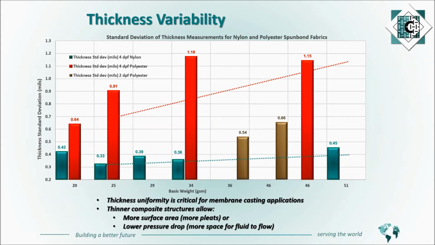And as Jim pointed out earlier, our product is thinner, which allows for a thinner composite profile. You can either put more pleats into the same area with the same open space for fluid to flow, which increases your surface area, or if you want to keep the number of pleats and surface area the same, you've got more room for fluid to flow around the pleats. Both of those typically lead to lower pressure drop, and in some cases can also enhance your dirt holding capacity.